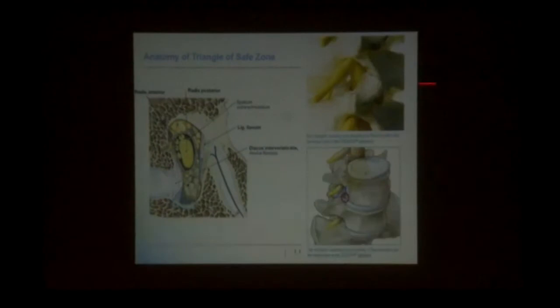And this is the Kambin who first described this triangle. This is the triangle of safe zone. It is bounded by the exiting nerve root, the traversing nerve root, and the inferior boundary is formed by the superior end plate of the vertebra below. So all instruments should go through this triangle. If we stay in this triangle, we'll be safe. And as surgeons, our job is to manipulate this triangle, to increase its diameter, so we should enter this triangle safely without damaging the exiting or traversing nerve root.